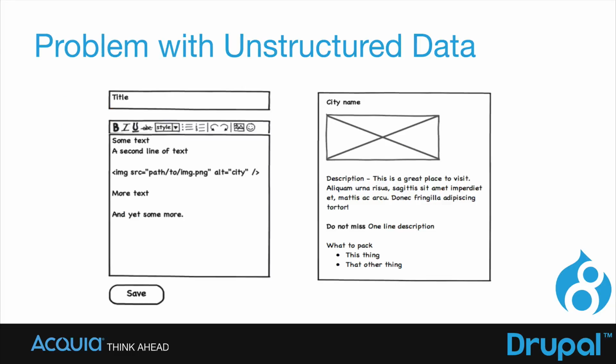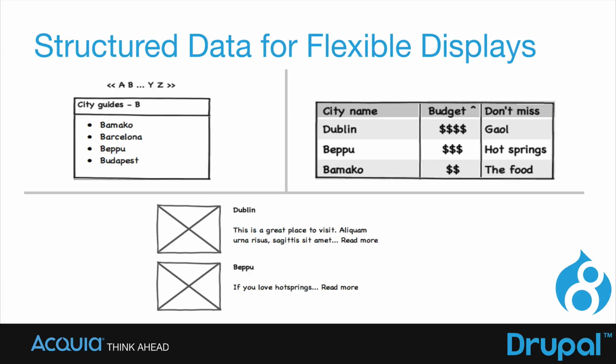The problem with unstructured data is that you can't reuse it. So when everything goes into the body field, it's stuck there. If you need a different layout, say with the image on the right instead of on the left, if you want to filter by a certain part of the content type, well, you just can't do it with unstructured data. So Drupal comes along and says, we prefer structured data so that we can separate, say, the city name from the budget and some of the things you don't want to miss.